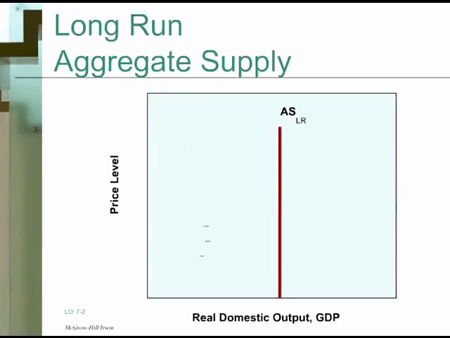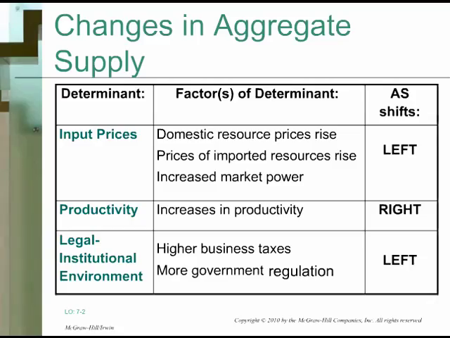The long-run aggregate supply curve is vertical at the full employment level of real GDP, because in the long run, wages and other input prices rise and fall to match changes in the price level. So, price level changes do not affect firms' profits, and thus they create no incentive for firms to alter their output. There are three main determinants of aggregate supply: input prices, productivity, and legal and institutional environment. When these change, so does aggregate supply.